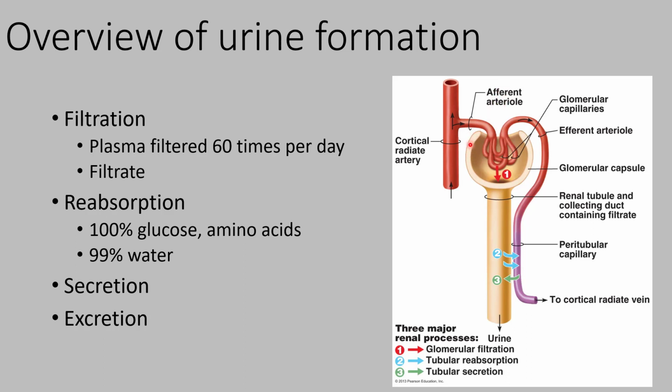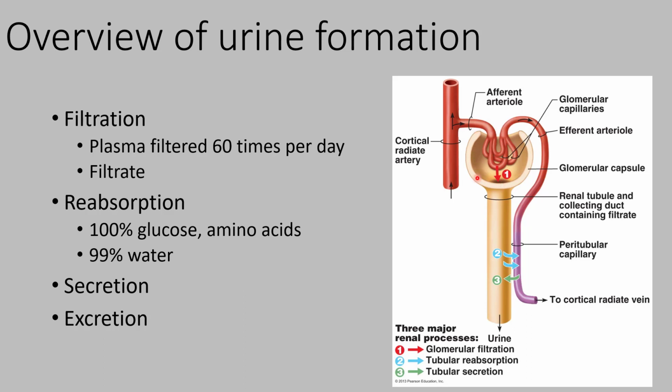Inside this little shell right here, we have a special capillary. This is called a glomerulus. And then exiting that capillary, normally this would be a venule. Remember, we go artery, capillary, venule. Well, here it's different. We have an afferent arteriole, a glomerulus, a type of capillary, and an efferent arteriole. There's an arteriole on each side of this specialized capillary.